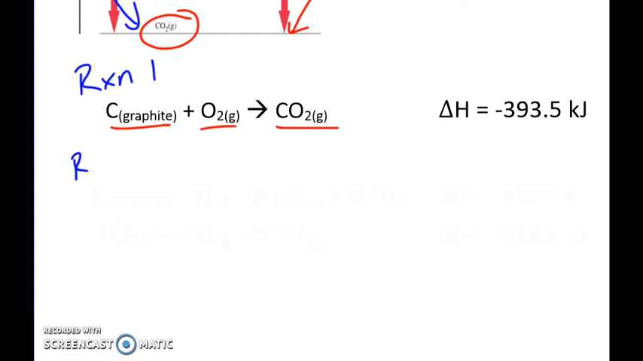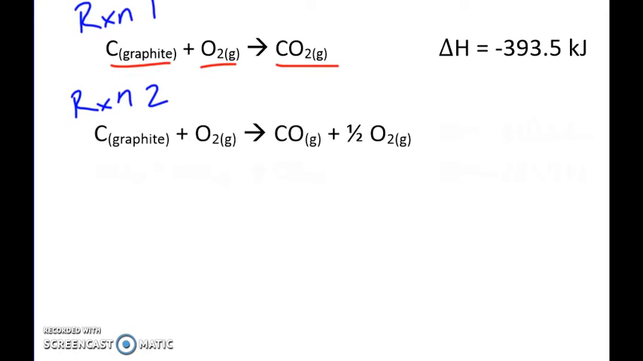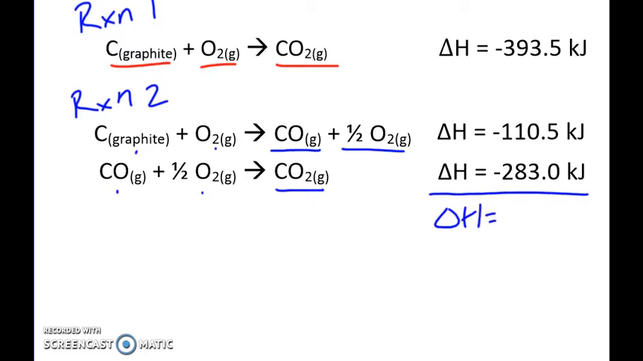Alternatively, for reaction 2, where instead of assuming this is a one-step process, we assume it's a two-step process. Our first step, with carbon and oxygen, produces carbon monoxide and half an oxygen molecule. It requires this much energy, negative 110.5. Our second step will be carbon monoxide and oxygen turning into carbon dioxide gas. This will require even more energy to attach that second oxygen. If you add this up, the delta H will be negative 393.5 kilojoules.